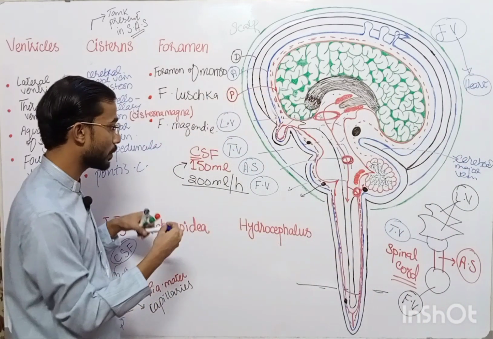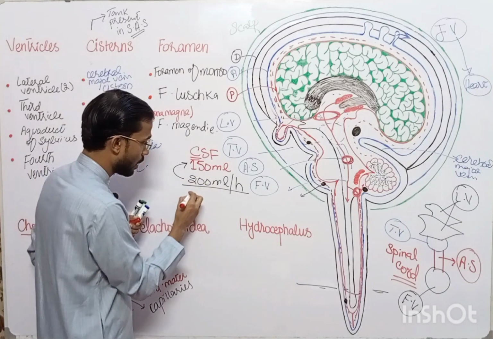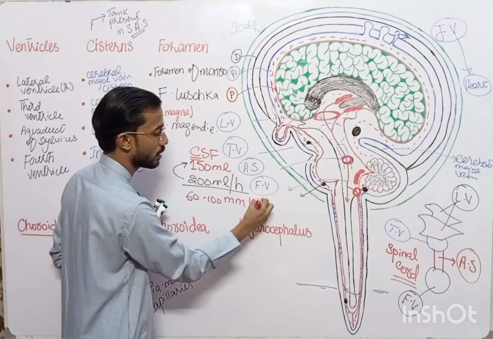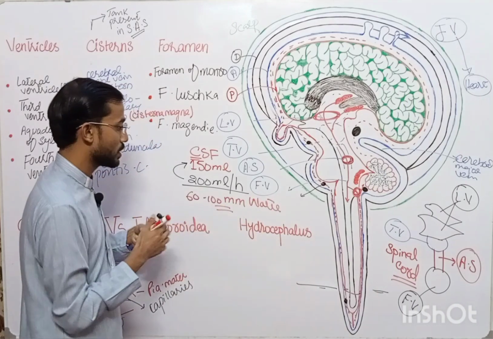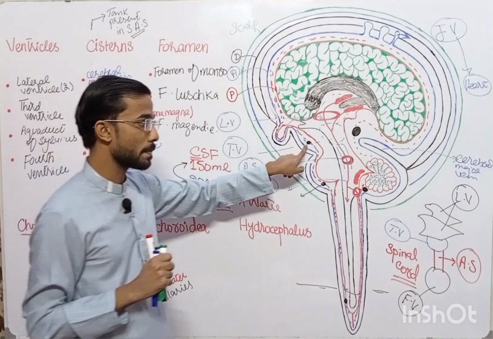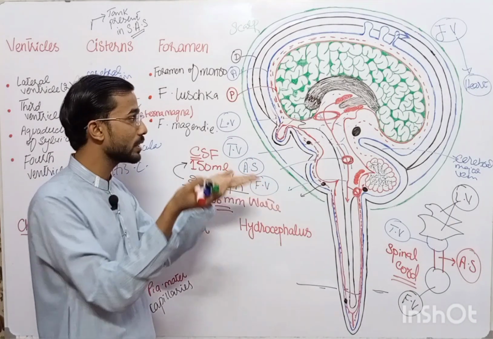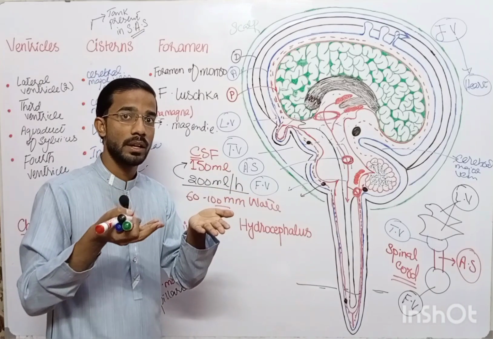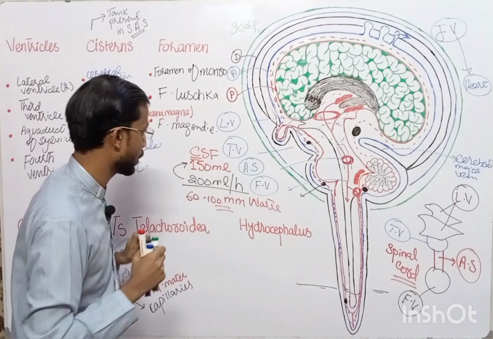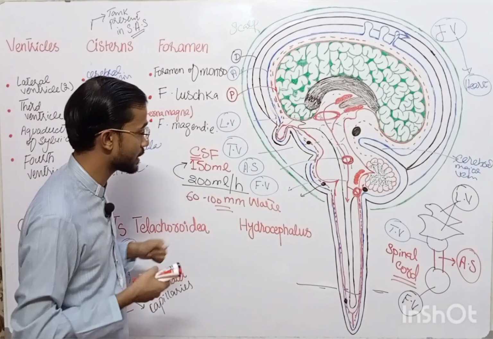So it is continuously produced at the rate of 200 ml, and we have to keep the pressure at 60 to 100 millimeter water, not mercury, maintained in the brain. So actually the brain floats in the cerebrospinal fluid, and on the basis of this we can't feel the weight of the brain on our neck. So this is the reason why the brain floats in our skull.